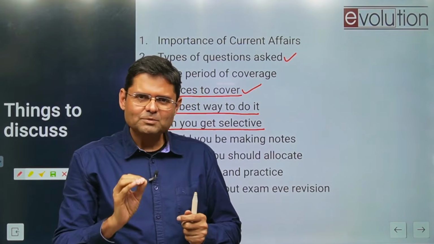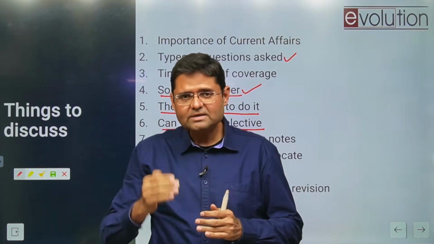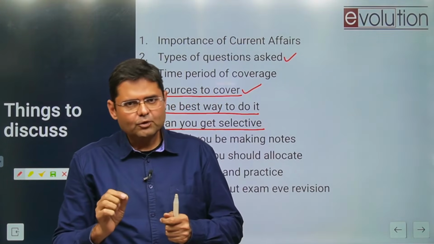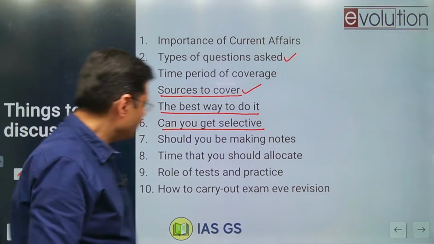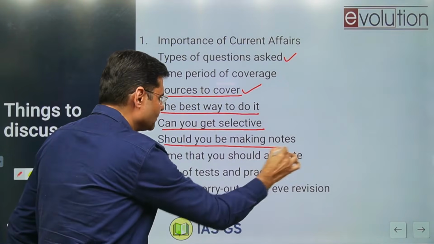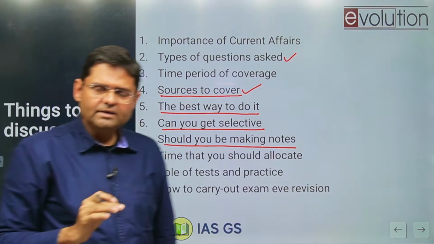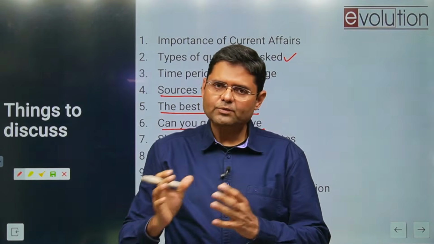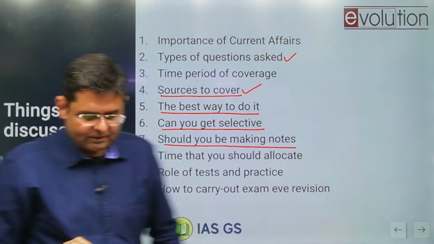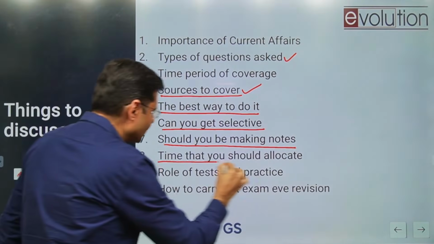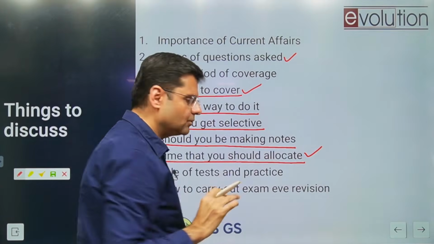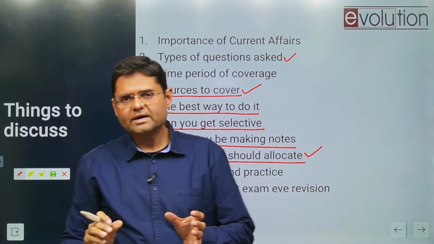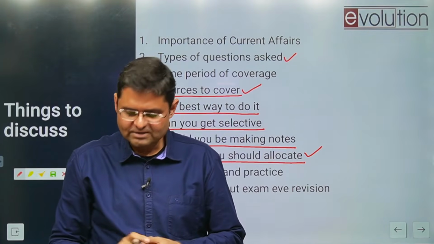So there is some room of getting selective, but while getting selective, what are the things that you should be considering? I am going to talk about them. Then, should you be making notes? If you have made them, how to use your notes? If you have not made them, what is the second best way to go about it? After that, what is the time that you should be allocating from now until the prelim examination of 2023 for current affairs and related questions?